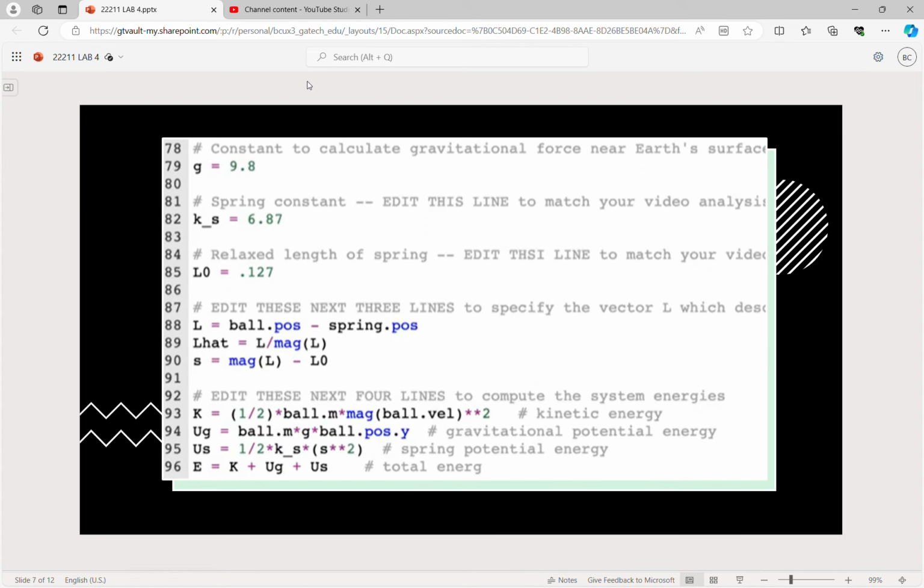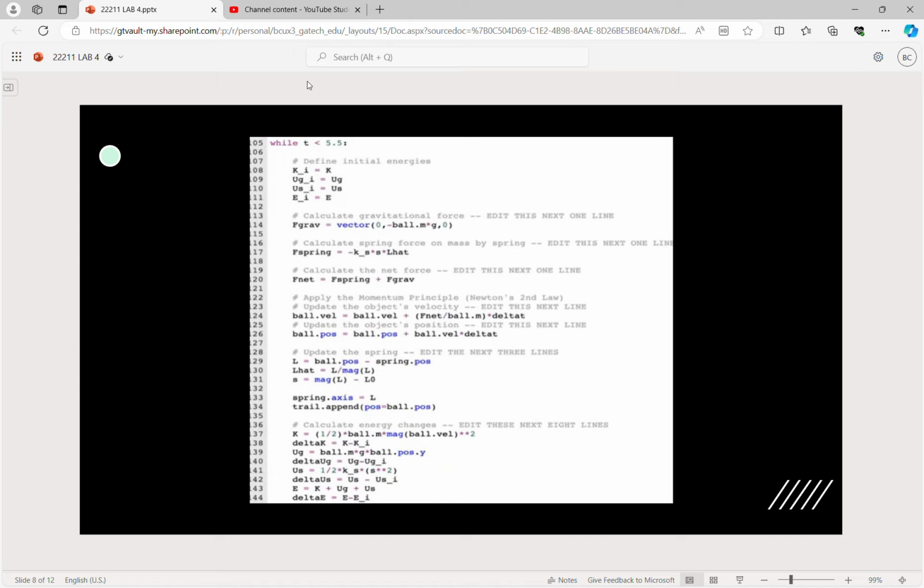Then you can see some more of our code. The g, which is the gravitational constant, is 9.8. The spring constant is 6.87, which we found. L naught is 0.127, which we also found. And then you can see some of the formulas that we used: kinetic energy, gravitational potential energy, spring potential energy, and total energy. You can see by the hashtags that it describes exactly what we're finding. Some more of that goes here into our code.